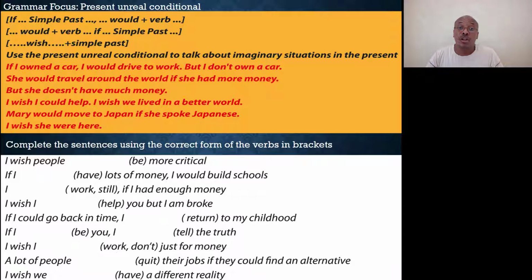If I owned a car, I would drive to work, but I don't own a car. And this is an imaginary situation in the present. She would travel around the world if she had more money. She doesn't have more money. I wish I could help. I wish we lived in a better world. Mary would move to Japan if she spoke Japanese. I wish she were here. Well, so now let's complete the sentences using the correct form of the verbs in brackets.